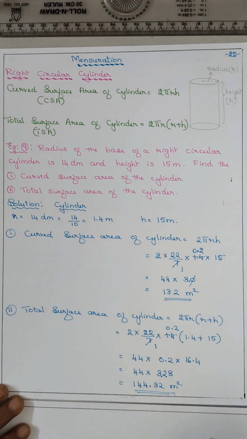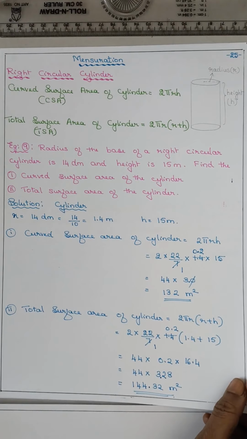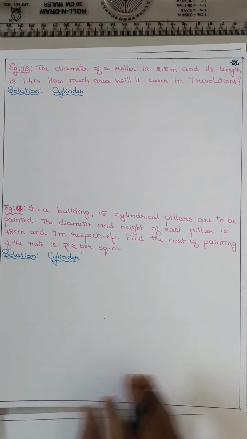This is the CSA and TSA of the cylinder. So that was example 9. Now coming to example 10.